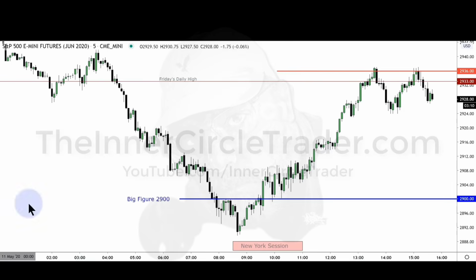The big figure 2900, price trades down into that during the New York session. Whenever a big figure is swept either down into it or up into it, it will generally create some kind of a tradable bounce, or a retracement. And while it may be very short term and short lived, it still gives the opportunity for a quick snap in the marketplace where you can take something out of it.